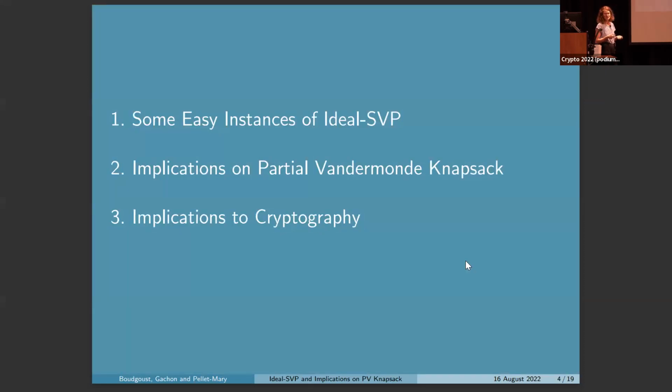And so with this image in mind, I will try to lead you through this mathematical result. I will first explain what exactly those easy instances are. Then I will show how we can apply this to the Pasha-Vandermonde knapsack problem. And then I will conclude, where I clarify a little bit the implications of this result for lattice-based cryptography.